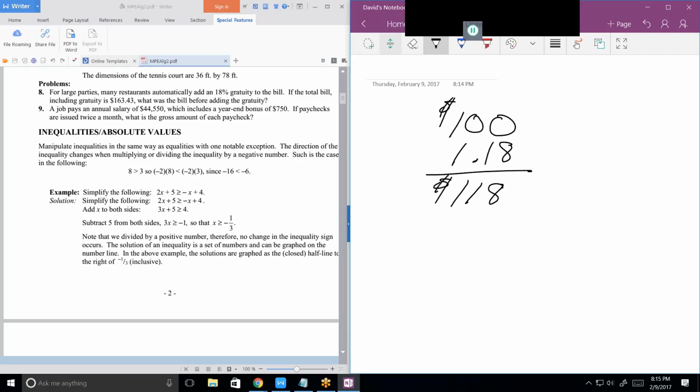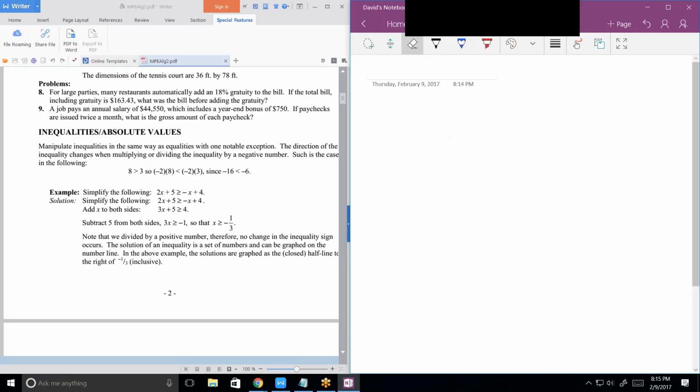Okay? And this is important because what we need to do is set up an equation for this problem. So the total bill, let's let X be the original bill before tip.